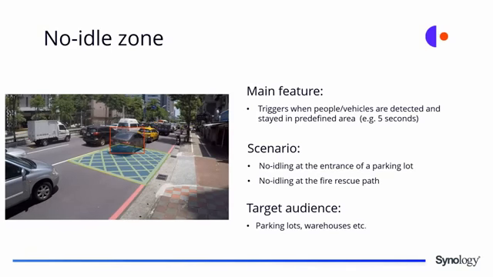The scenario and a good use for No Idle Zone is to prevent idling at the entrance of a parking lot or idling at the fire rescue path. Target audiences for No Idle Zone could be parking lots or warehouses.